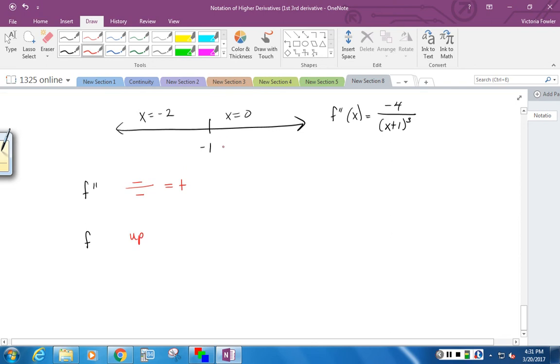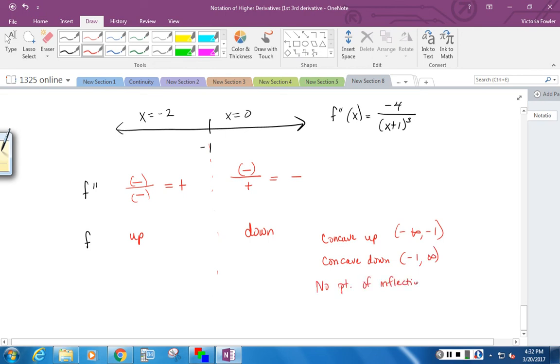Let's go on the other side of this asymptote and see what's happening. If I plug in 0 to f double prime, that numerator is still just a -4. If I plug in 0, it's going to be 0 plus 1 cubed. What's 1 cubed? It's a positive, so I get an overall negative. So I have that my function f is concave down. So I have no points of inflection, but the function is concave up from -infinity to -1, and it's concave down from -1 to infinity.